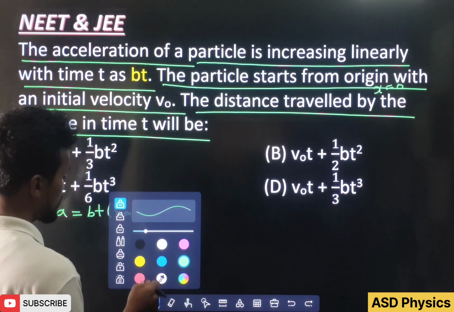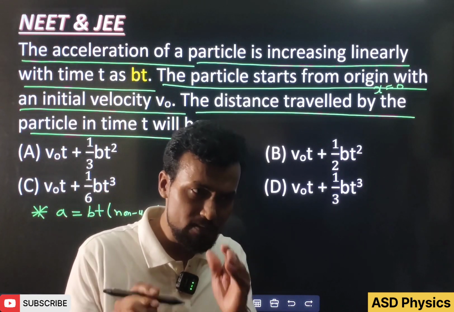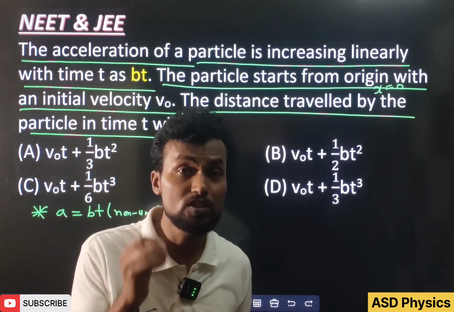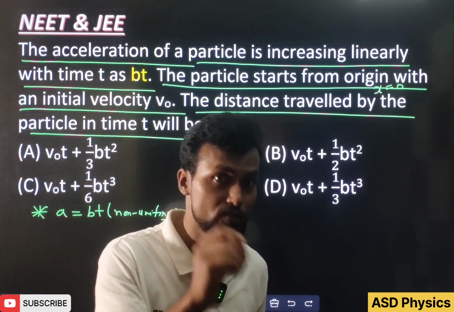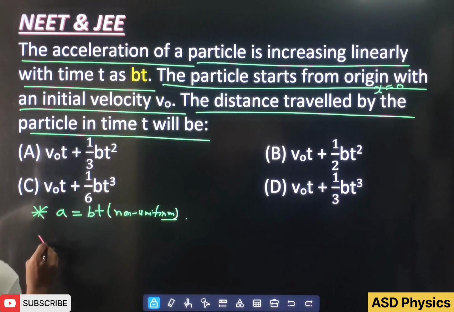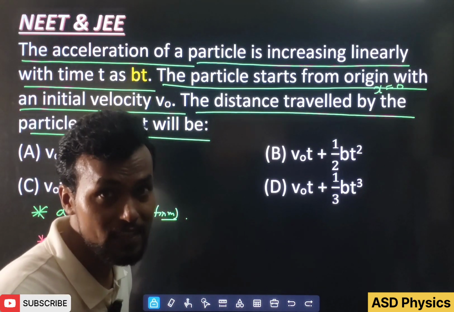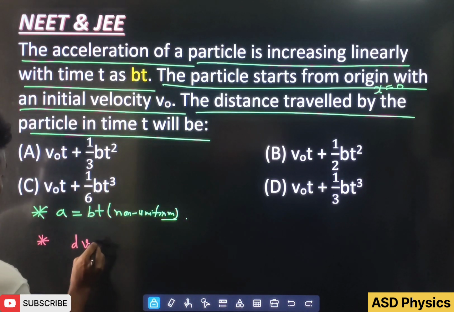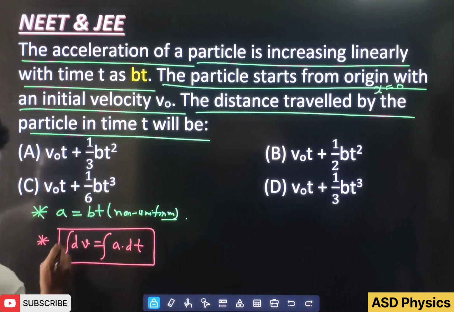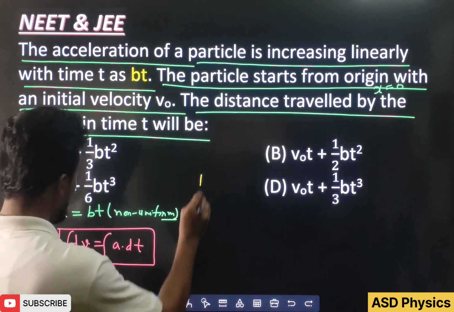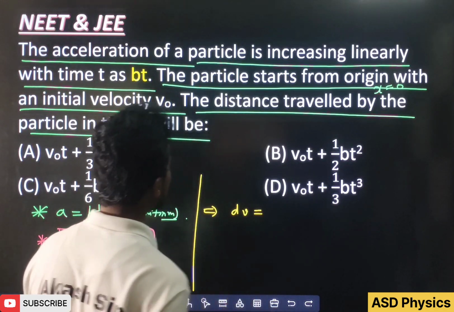These equations look like the second equation of motion. Whenever we derive the second equation of motion, we need the velocity from the first equation of motion. If you know the basics, you know this. So first we should get the first equation of motion, then only can we go ahead. For the first equation of motion I will use a equal to dv by dt, that means dv equal to a dt. This integration we have to use first because we need the velocity. So dv is equal to, put the value of a. What is a?